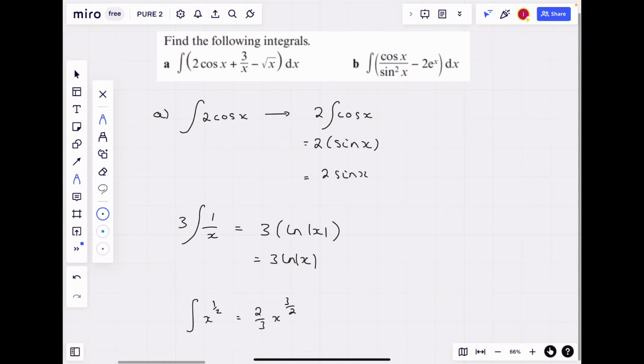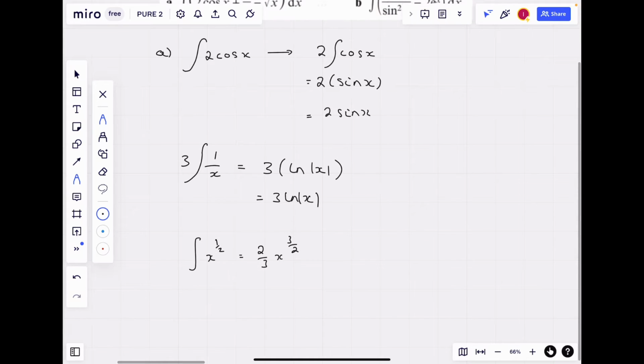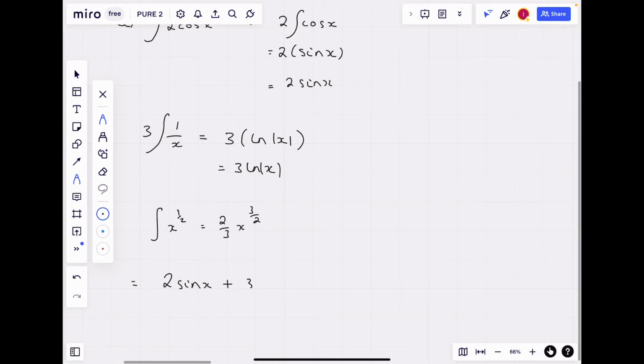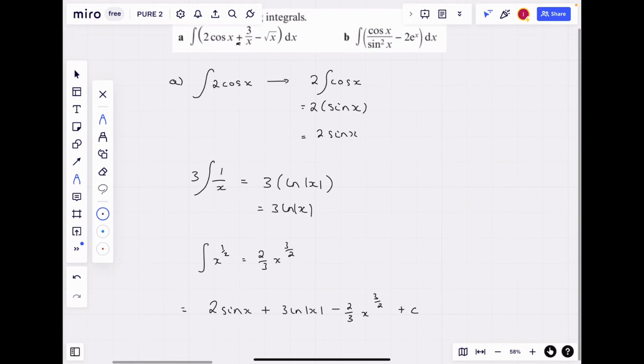All you have to do now is put them all together, being mindful of the operations between each term. So 2 sin x plus, because there's a plus there, 3 ln x minus 2 over 3 x to the power of 3 over 2 plus c, because you have no limits. Did that make sense? So you're going to do each one separately, then you're going to put it all together.